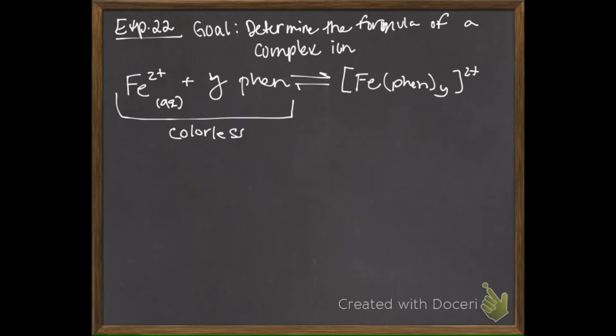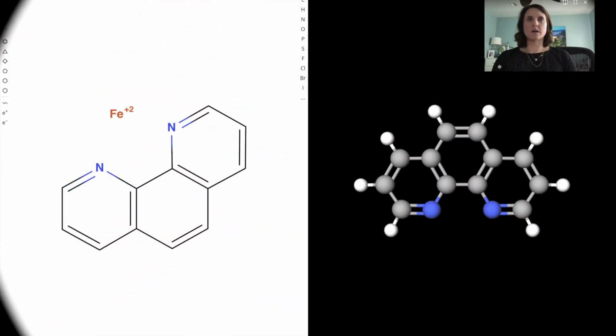So both the iron 2 and the phenanthrene are colorless. Both of those are colorless solutions. And the complex ion is a red-orange solution. So since our product is red-orange, and this is a product-favored reaction, so we're going to see red-orange, we can use absorption spectroscopy. So now I'm going to go ahead and talk more about this phenanthrene molecule, which acts as the ligand in this experiment.